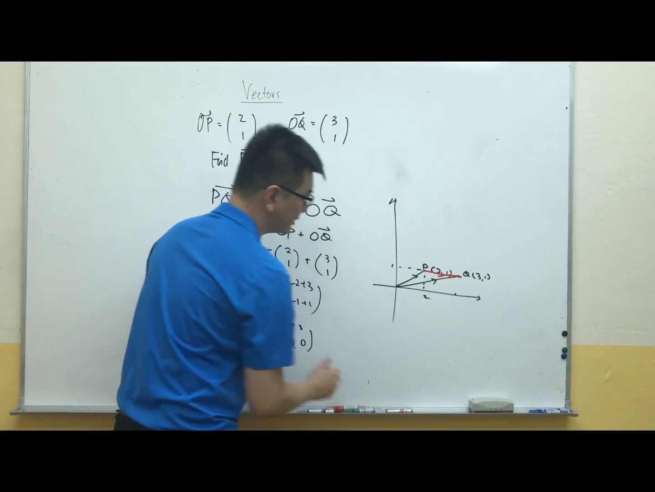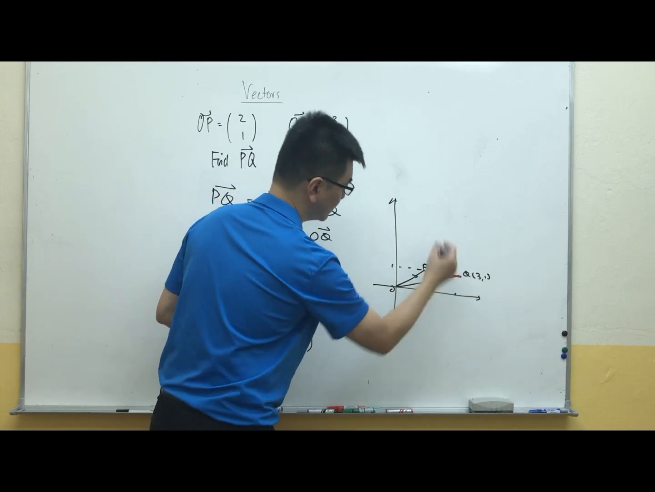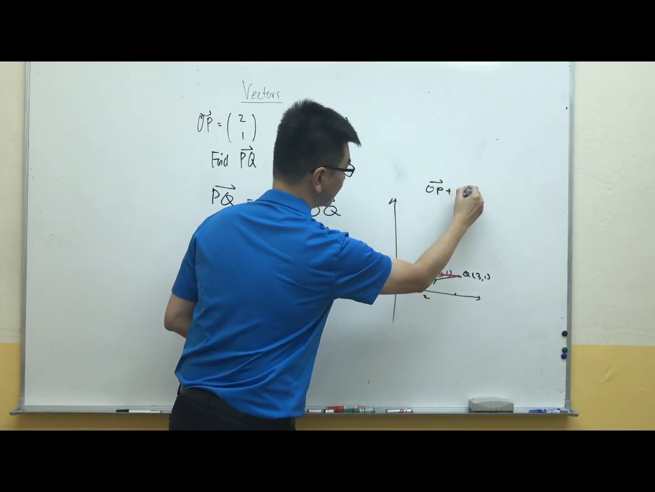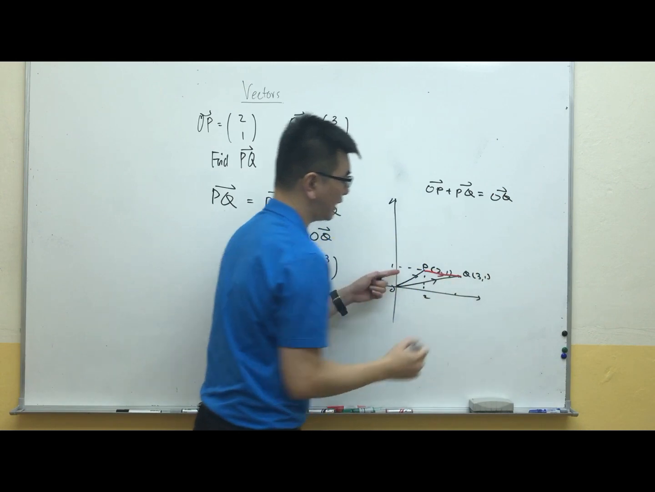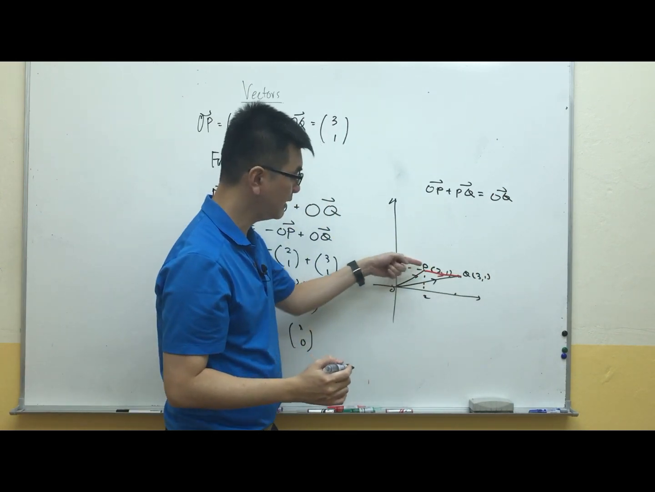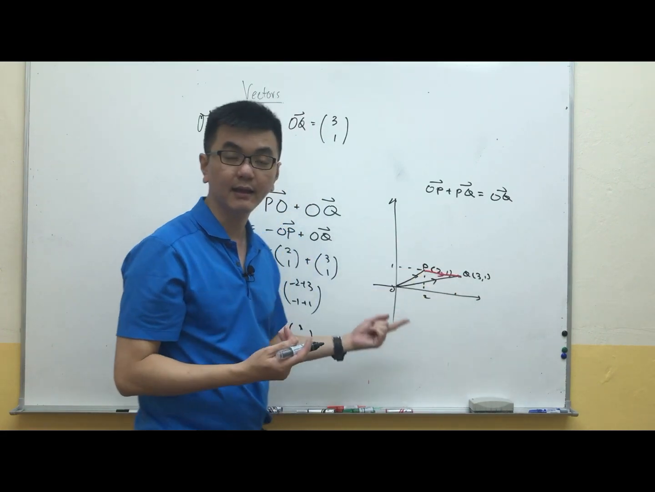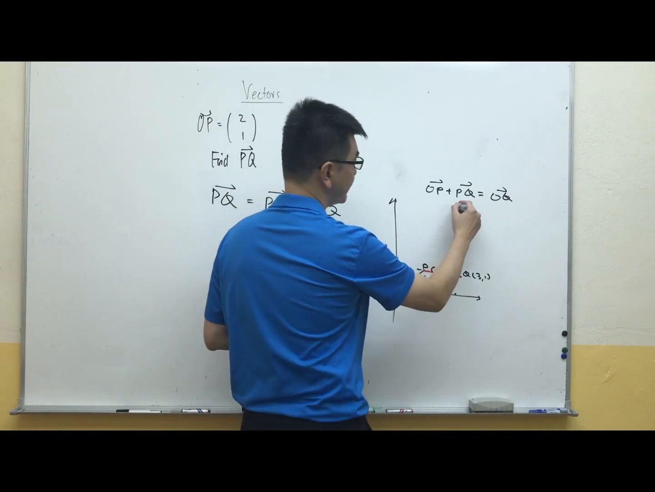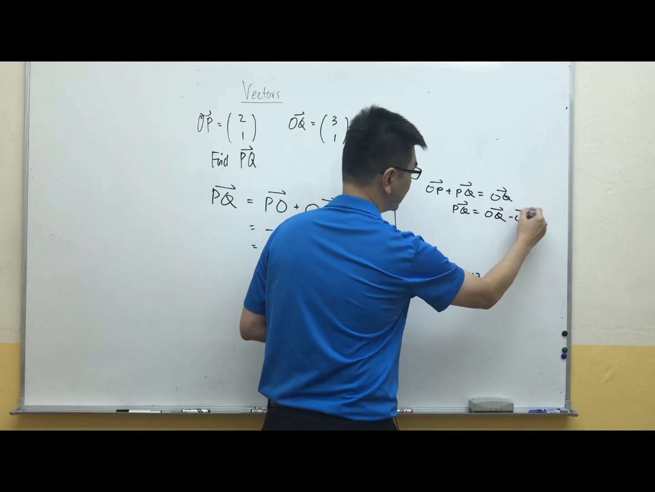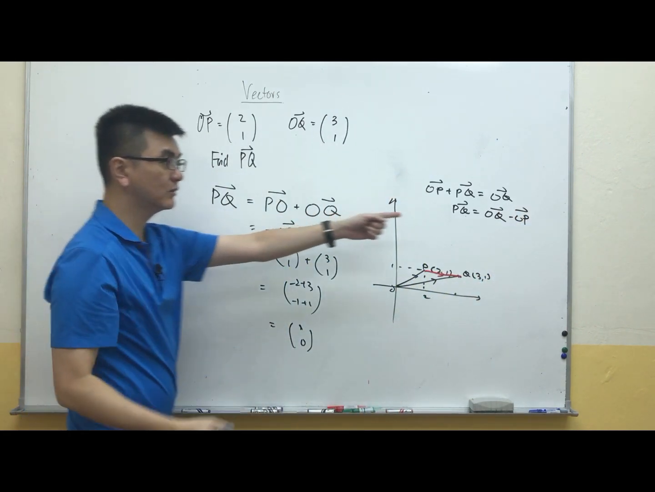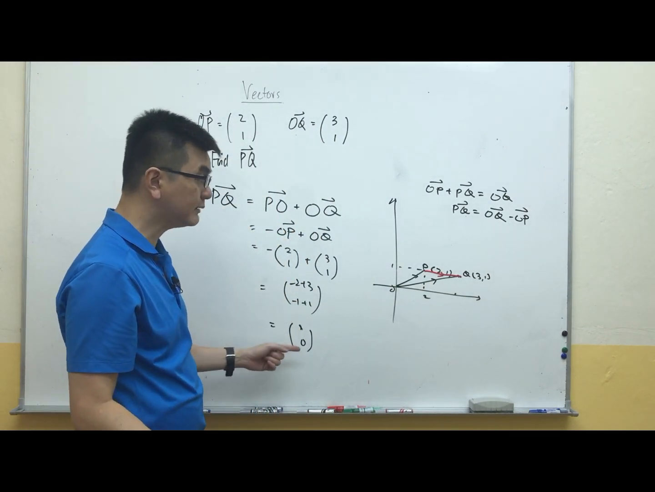Using the triangle law of addition, I have OP plus PQ equals OQ. Notice the triangle has been closed: OP, PQ, and OQ. So I actually closed the loop. This is what is implied by the triangular law of addition. In other words, my PQ would be equal to OQ minus OP, which is exactly the same as what we have done here.